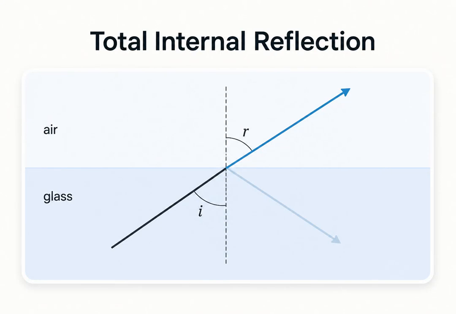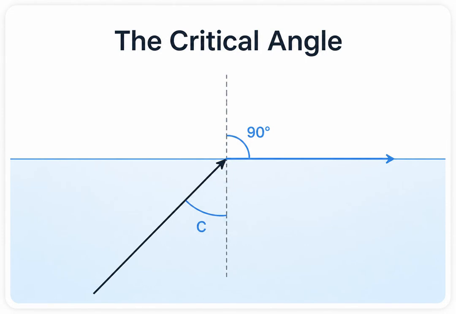Moving right along, let's dive into the fascinating phenomenon of total internal reflection. When a light ray travels from a more optically dense medium, like glass, into a less dense medium, like air, it bends away from the normal. At this boundary, some of the light is weakly reflected back, but the majority of it is refracted outward. As we gradually increase the angle of incidence, the angle of refraction also increases. Eventually, we hit a specific tipping point. At a certain angle of incidence, the refracted ray bends so much that it grazes the exact boundary between the two media, making the angle of refraction exactly 90 degrees. We call this specific angle of incidence the critical angle, denoted by the letter C.